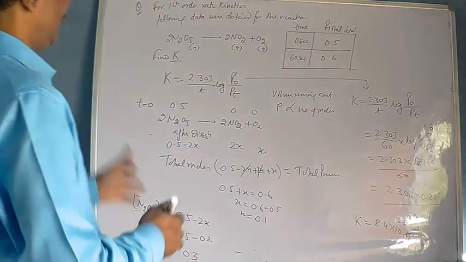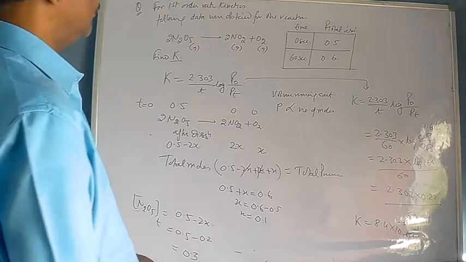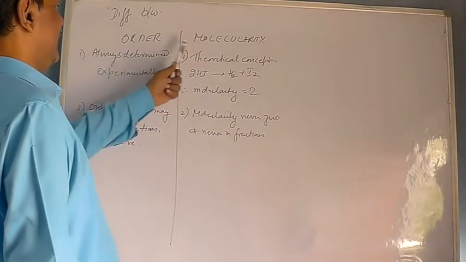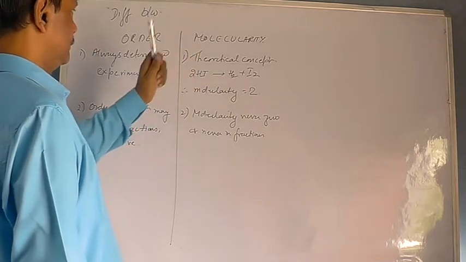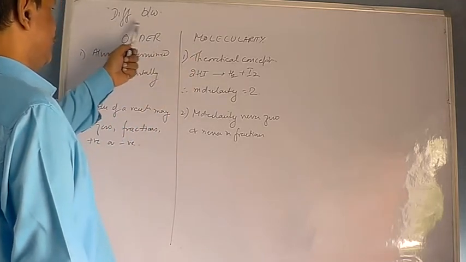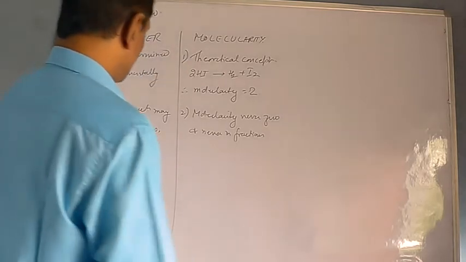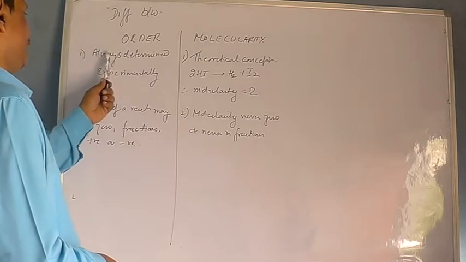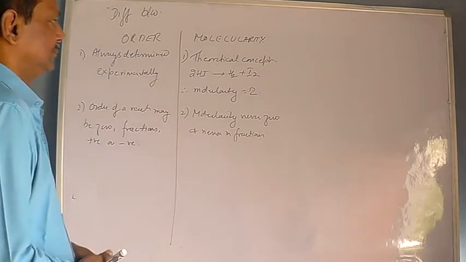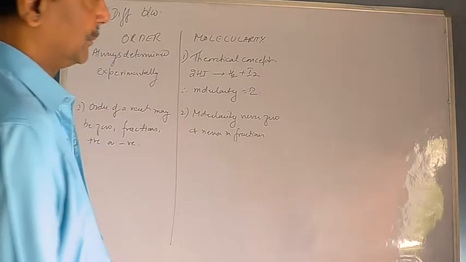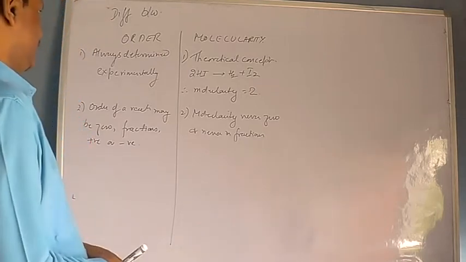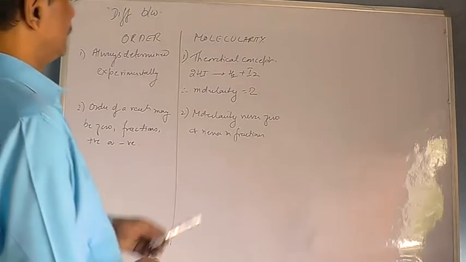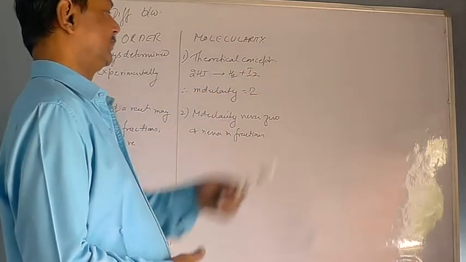So class, this is the way you can solve your numerical on pressure. Our next topic is the difference between order and molecularity. Remember class, first, order is always determined experimentally. We will be doing a numerical and we will be able to find the order of the reaction with the help of that numerical. But molecularity is a theoretical concept.